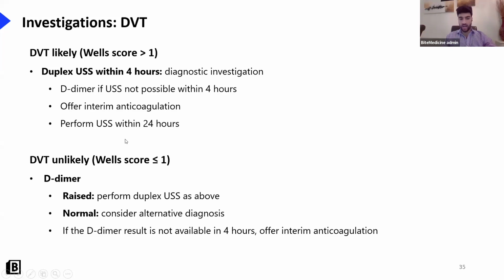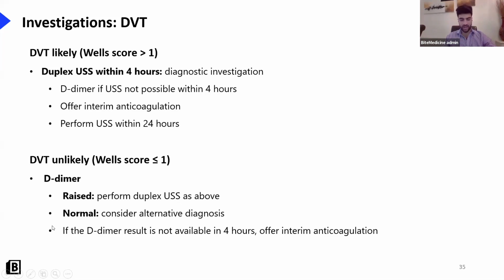If the DVT is unlikely as per the Wells score, you conduct a D-dimer. If the D-dimer is normal, remember you can say with 95% certainty that they don't have a clot. If the D-dimer is raised, then you'll perform your duplex ultrasound. And if the ultrasound shows a DVT, you will treat them.